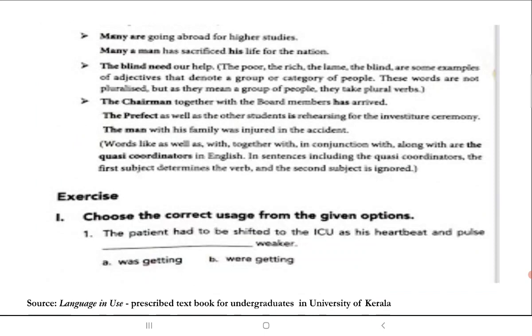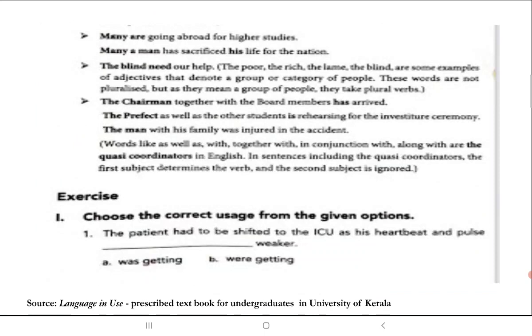The poor, the rich, the lame, the blind are some examples of adjectives that denote a group or category of people, and these words are not pluralized, but as they mean a group of people, they take plural verbs. I hope you got the idea. The poor, the rich, the lame, the blind, etc. are categorized as a group of people, and these words are not pluralized, but as they mean a group of people, they take plural verbs.